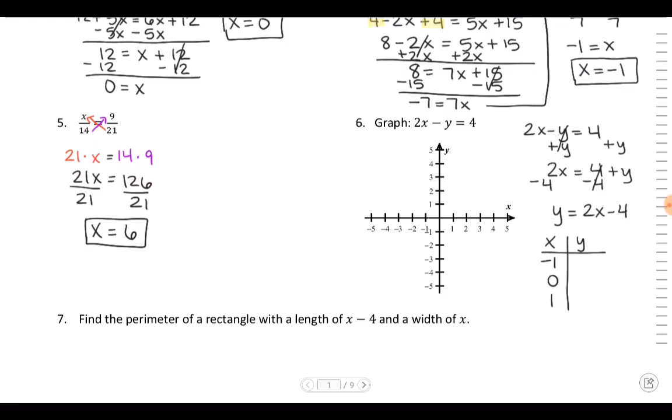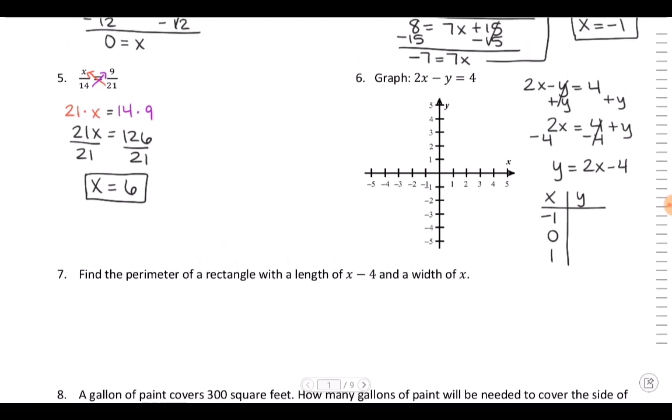I have grossly underestimated how much space I will need for this problem. So perhaps I will adjust. I'll have to adjust this before I hand this out in class. Okay, so if I plug in a -1 here, I get 2, gosh darn, I do not have enough space.